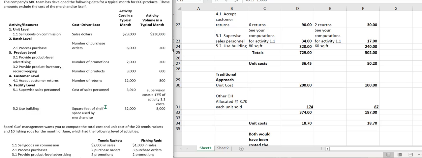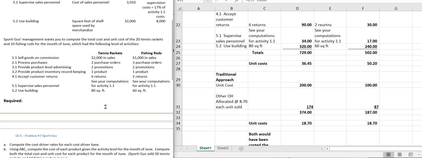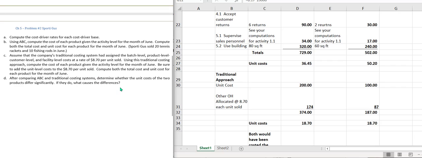So what they want you to compute is the total cost and unit cost of 20 tennis rackets and 10 fishing rods for June. This is how much of the resources these orders used up. The first thing we've got to do is compute the cost driver rates. You know that, so we'll do that. Then using ABC, compute the cost of each product, given the activity level for the month of June. Compute both the total cost and the unit cost.